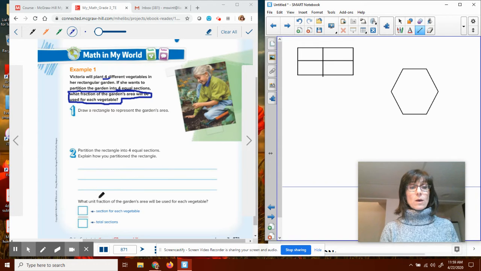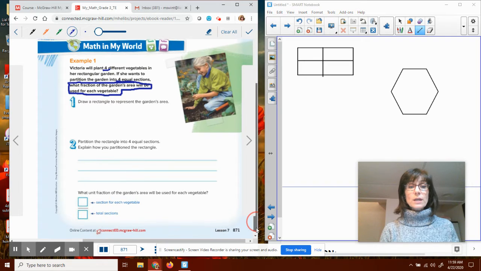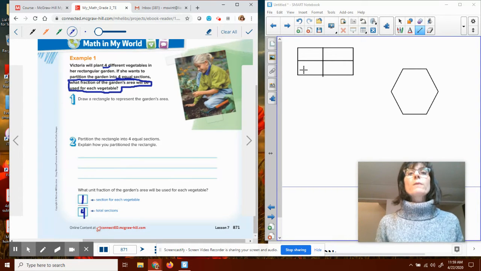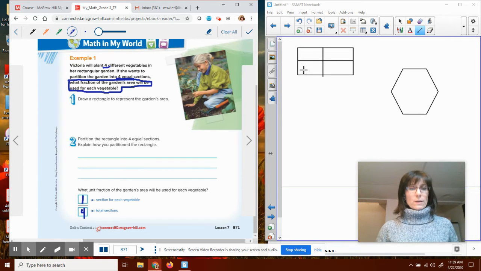Now they're asking this, what unit fraction of the garden's area will be used for each vegetable? Well, I have 4 different vegetables, so I'm going to have 1 vegetable out of the 4 sections. So 1/4 of the section might be carrots, 1/4 of the section might be cucumbers, 1/4 might be, I like spinach, and 1/4 might be tomatoes. Although tomatoes, I'm sure we'll call them a fruit or vegetable with the seeds, but that's what I would do. Let's go to the next page.